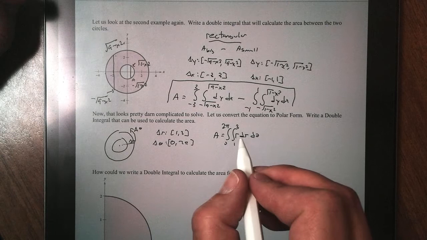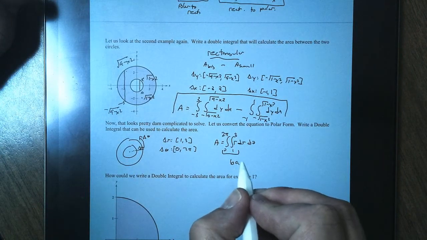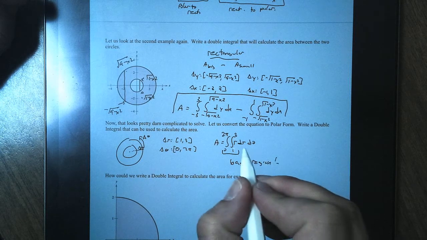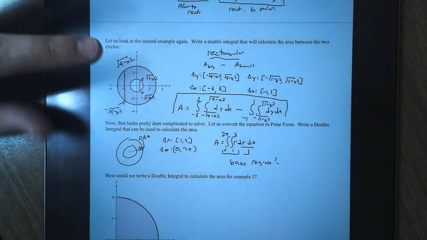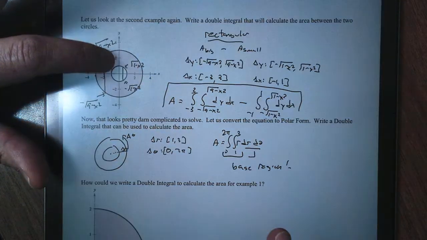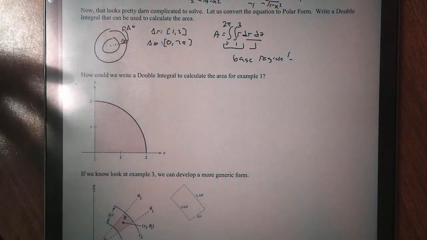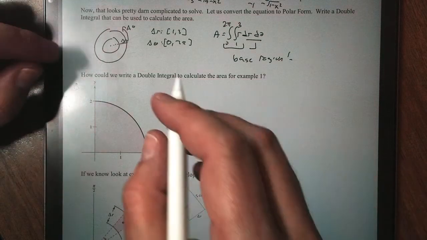Right there. So, remember, this is that base region of the area. So this is our base region that we're looking to find there. Change in r, change in theta. Right there, that's our base region. So how can we write a double integral for the area from example 1? Again, we've already done that, so it's just more of a review for us.